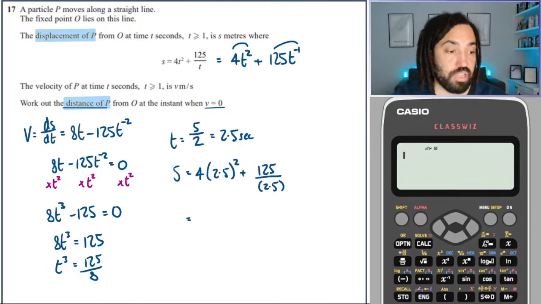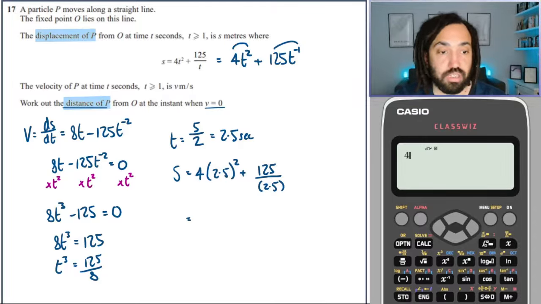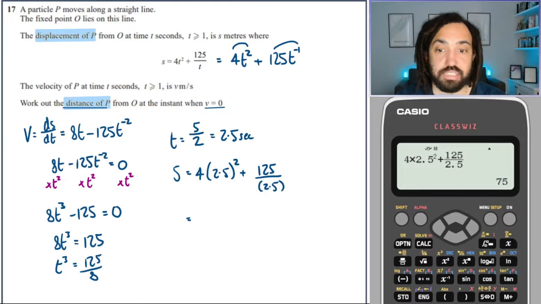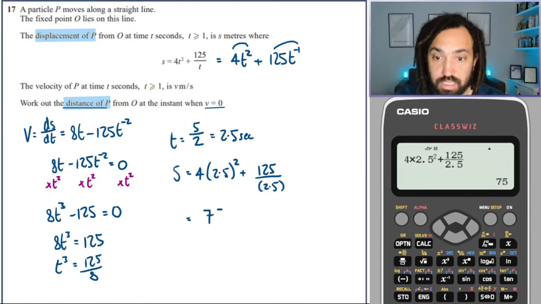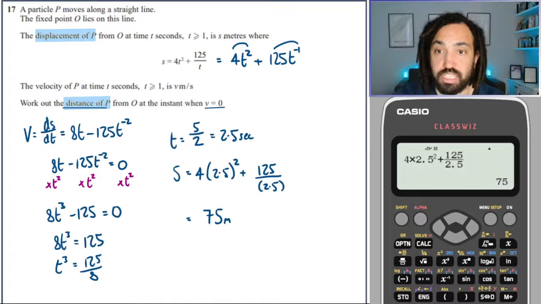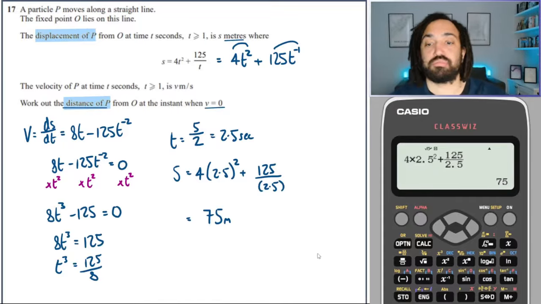Okay, so I will do that one on my calculator. 4 times 2.5 squared. Is it plus? Yes, it is plus 125 over 2.5, and we get 75. Lovely. And that is meters, because it does say meters up here. Beautiful.